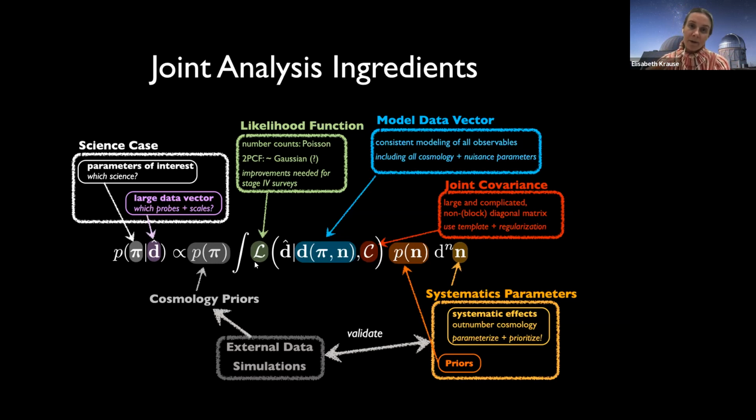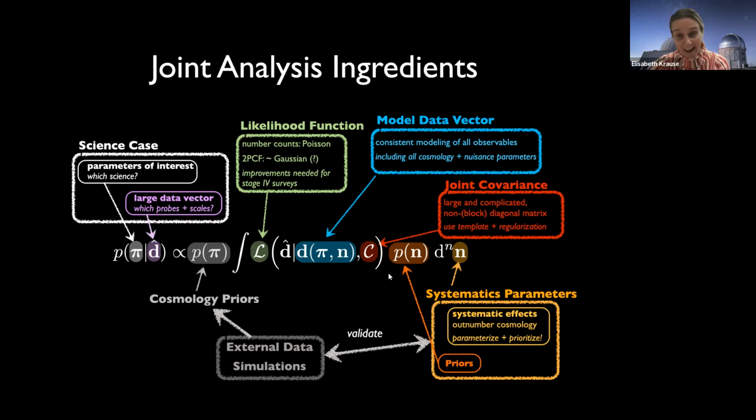Then we will need a likelihood function, which so far is typically modeled as a Poisson for number counts and approximate Gaussian for two-point correlation functions. But clearly improvements on this will be needed for stage 4 surveys. We need a model for our measured data that includes consistent modeling of all observables, including dependence on all cosmology and nuisance parameters. And that will be the main focus of this talk. We will also need a joint covariance, and that is a large and complicated non-block diagonal matrix. But I've learned that matrix four-point functions don't really make for good talk topics. So ask me afterwards if you want to know more.